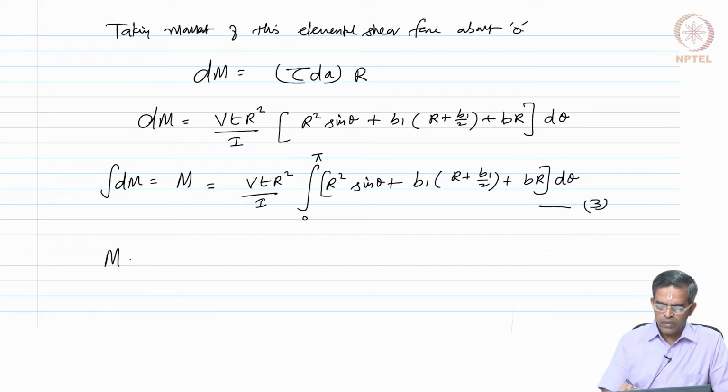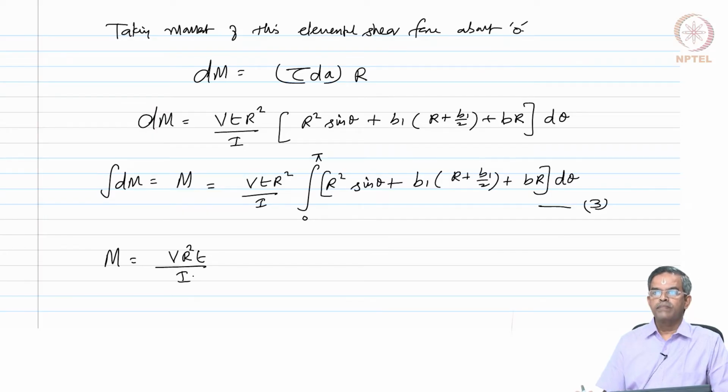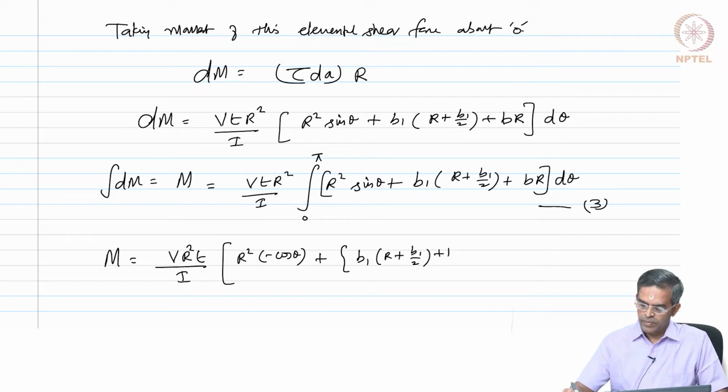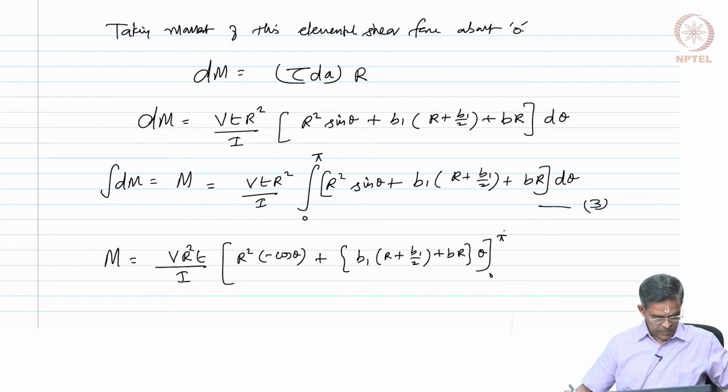So, M will now become V r cube t by I, r square minus cos theta plus B1 times of r plus B1 by 2 plus Br theta, applying the limits 0 to pi.